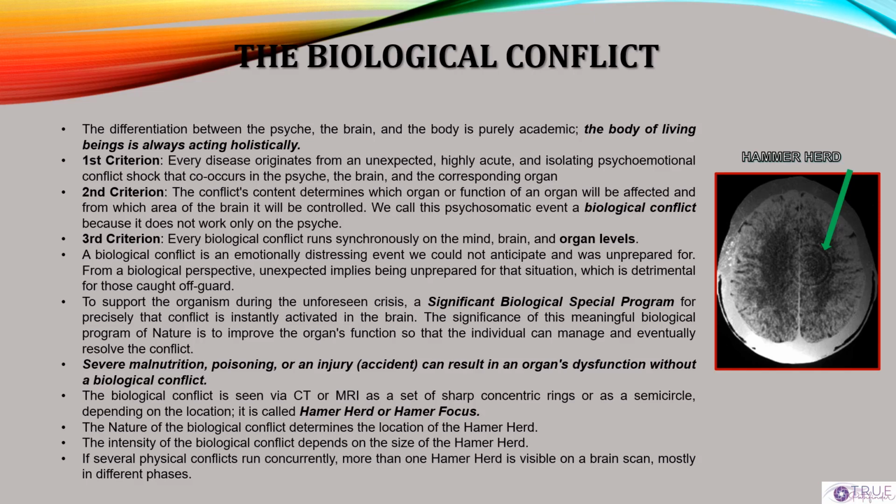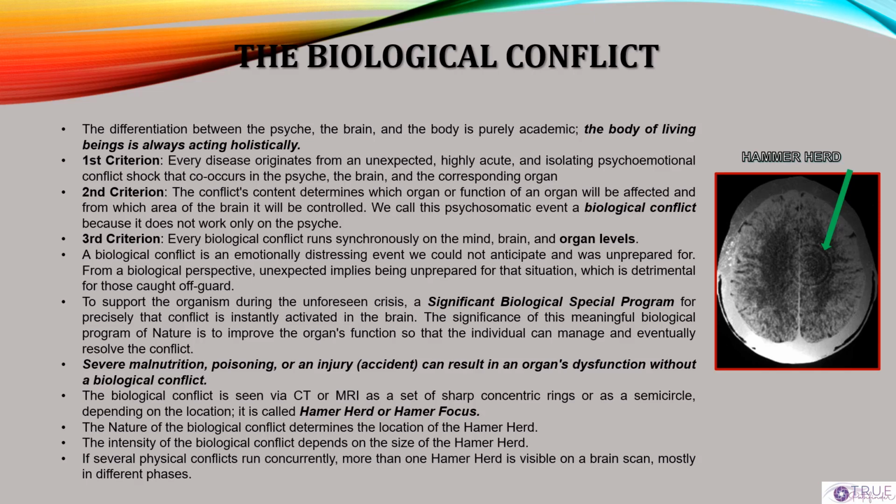Severe malnutrition, poisoning, or an injury can result in an organ's dysfunction without the biological conflict. The biological conflict can be seen via CT or MRI as a set of sharp concentric rings or as a semicircle, as shown in the picture here on the right, and where those sharp concentric rings appear depends on the conflict and the organs affected.